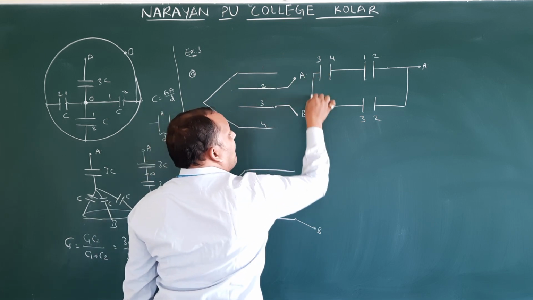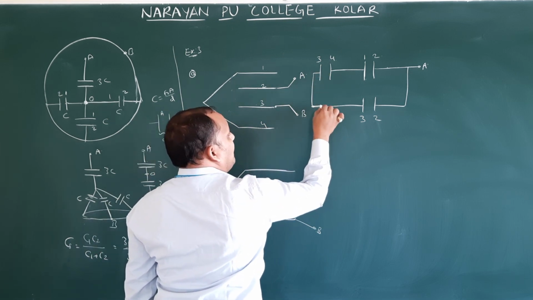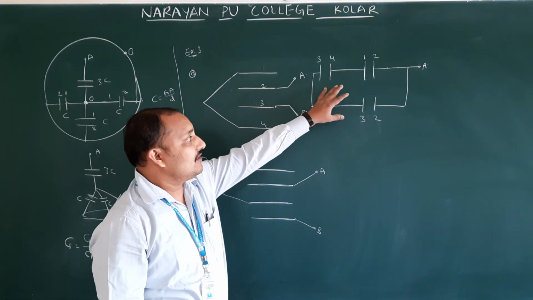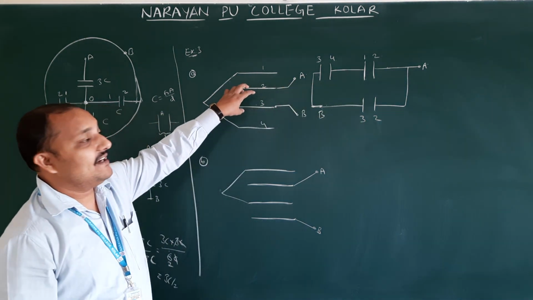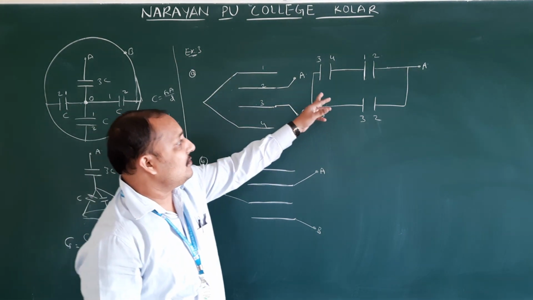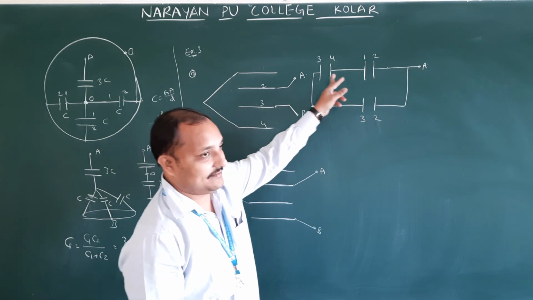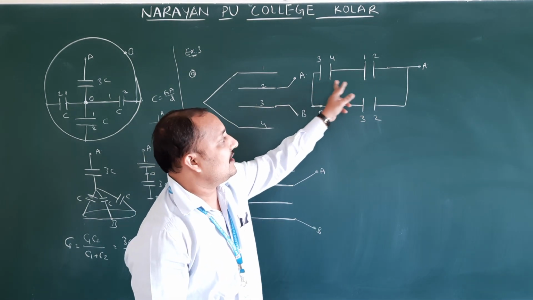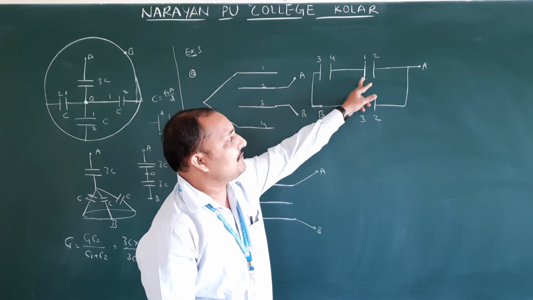B. So 3 is connecting for B. Now see, these are the resultant capacity. Instead of giving it like this, they have given it like this. Now we can find very easily how these two capacitors are connected. These two capacitors are connected in series. Correct? Then you will get one capacity here.